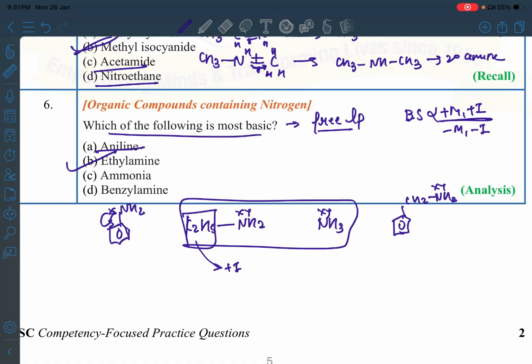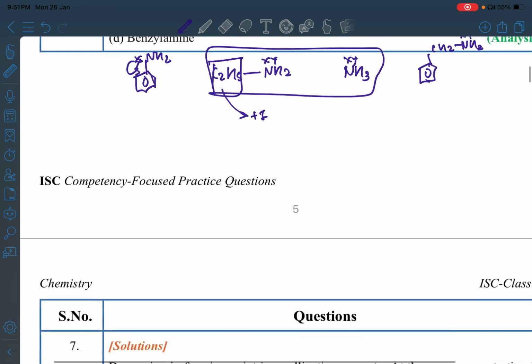Ethylamine will be most basic. The free lone pair will be most basic.